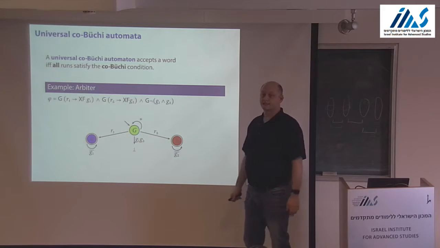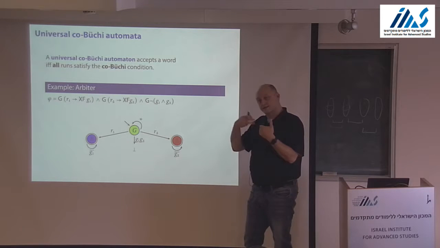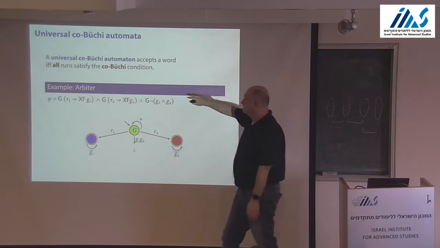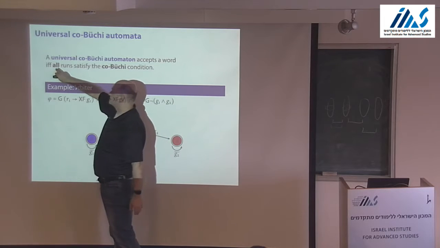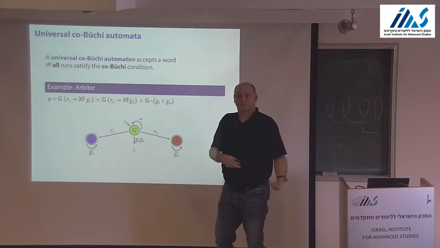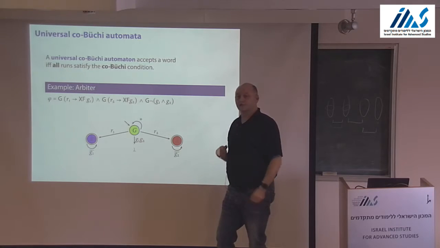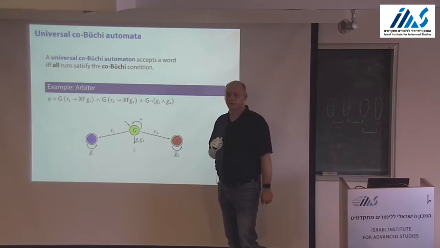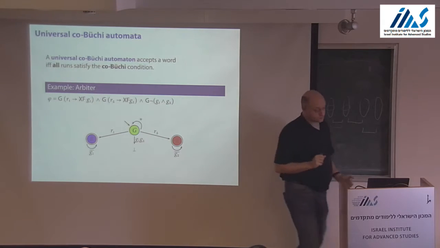universal co-Büchi automata. The reason for that is that dualizing the automaton, that is dualizing both the exists to all and the Büchi to co-Büchi, complements the language. And of course, the same effect can be done by writing not in front of the logical formula.